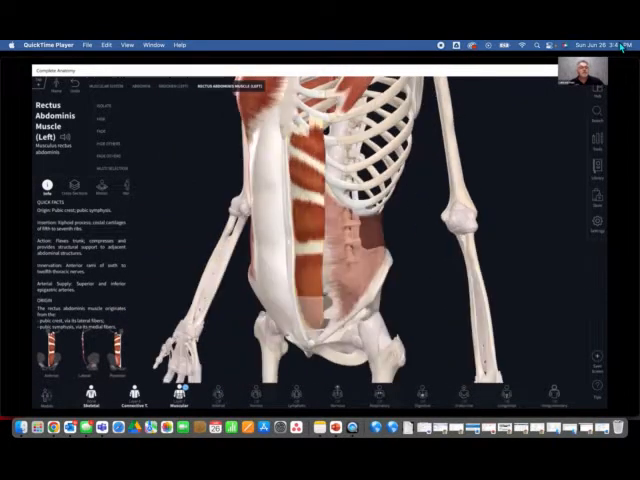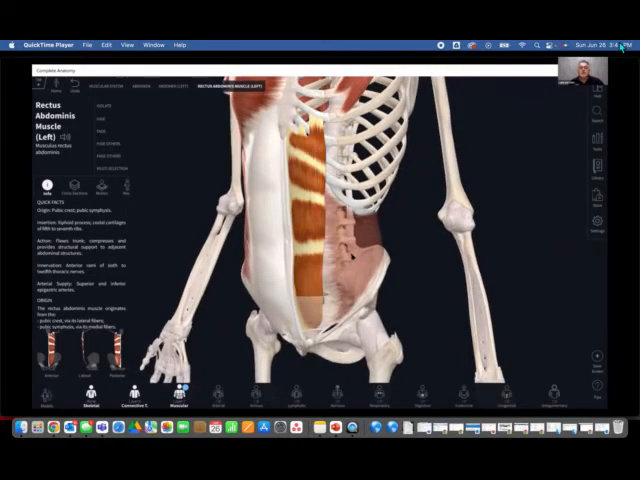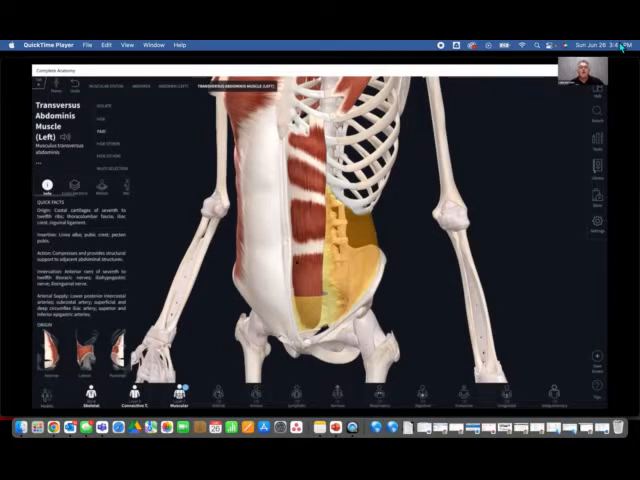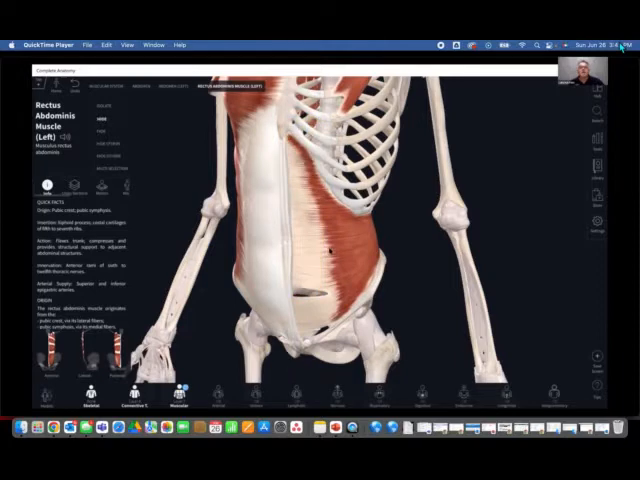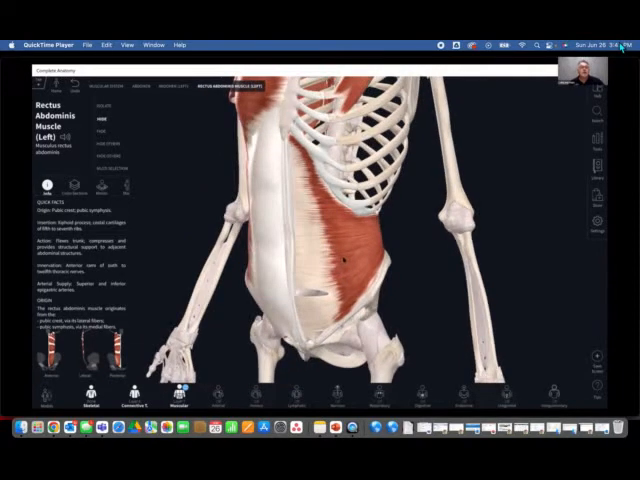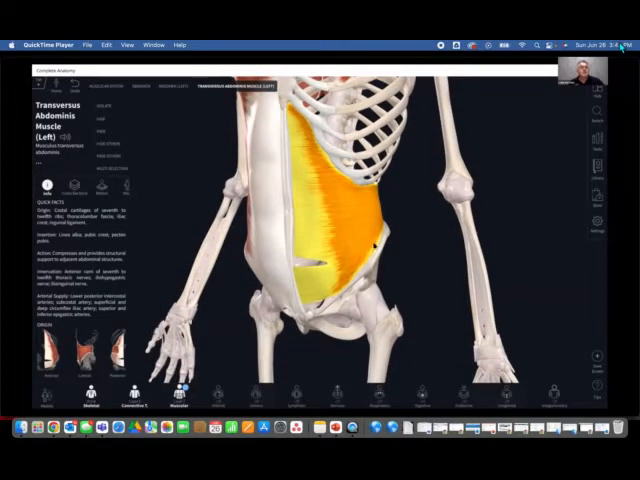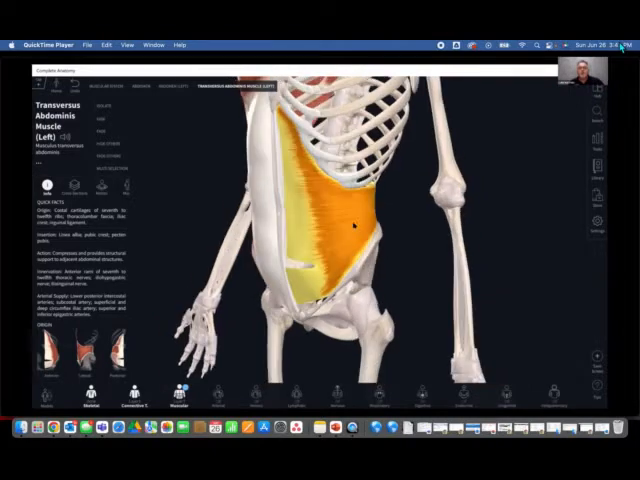Its action, it flexes the trunk, compresses and provides structural support to the adjacent abdominal structures. And so now let's bring transversus abdominis back. Here I'm going to go ahead actually and hide rectus abdominis. Okay, so bring that back. The transversus abdominis. The origin here is the costal cartilage of the 7th to the 12th ribs, and the thoracolumbar fascia, the iliac crest, and the inguinal ligament.